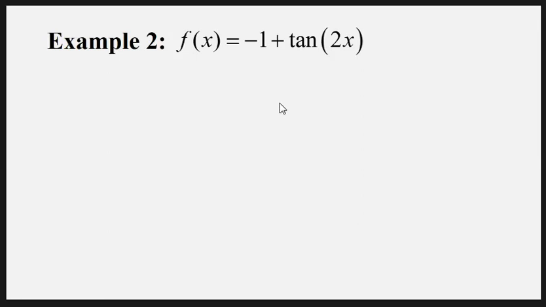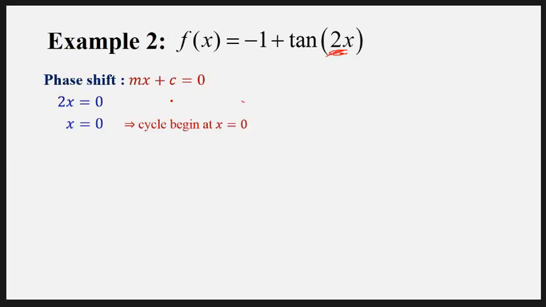Example 2 for tangent functions. We have f(x) = -1 + tan 2x. To sketch the graph of this function, we will begin with the phase shift so that we know the initial point, where we have 2x = 0. So it gives us the result x = 0, and the cycle will begin at x = 0.